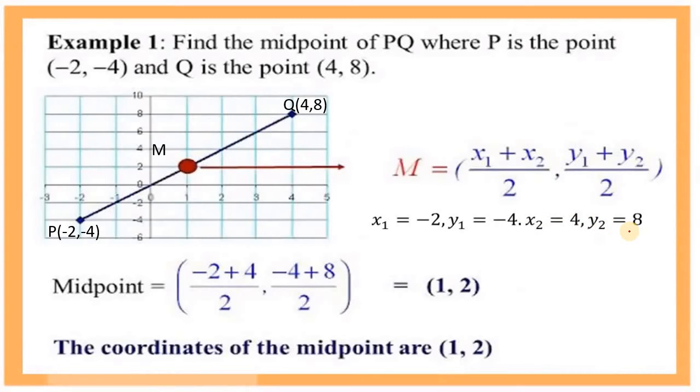We will substitute all the terms in the midpoint formula. Let's say (-2 plus 4) by 2, (-4 plus 8) by 2. By further simplifying, we will get (1, 2). So, the coordinates of the midpoint are (1, 2).